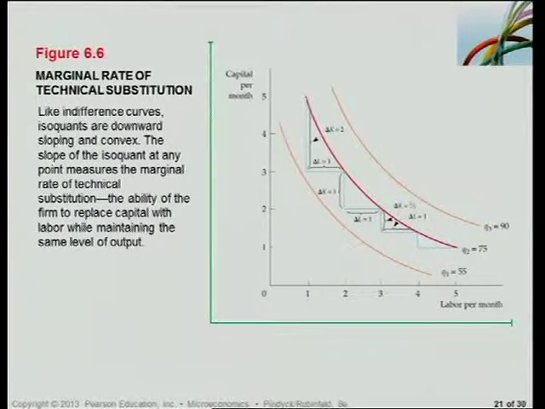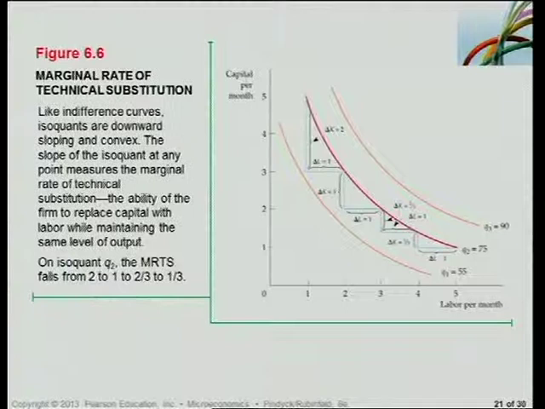6.6, like indifference curves, isoquants are downward sloping and convex as well. So it's the same as indifference curves, and what do we mean by the marginal rate of technical substitution? It refers to the ability of the firm to replace capital with labor while maintaining the same level of output. So I won't ask you to draw the diagram, but you need to know that the marginal rate of technical substitution also declines as you move along the curve. So it's also downward sloping and it's convex to the origin, right?